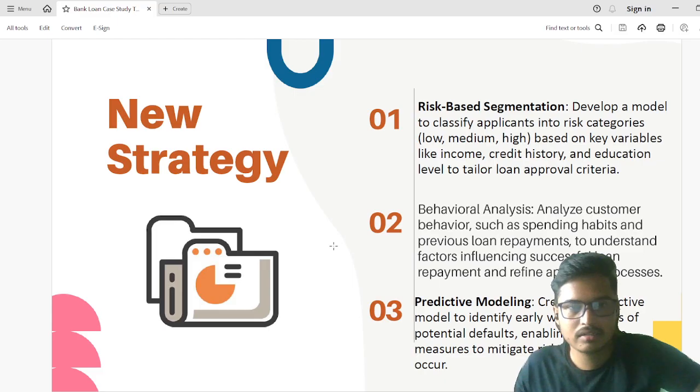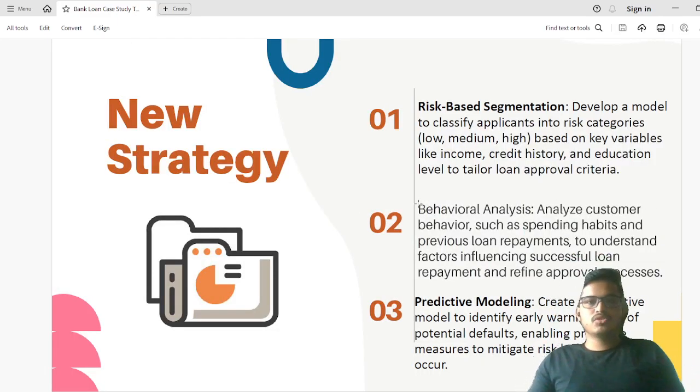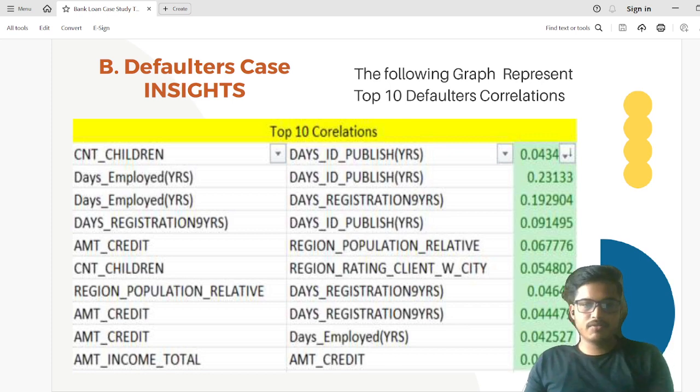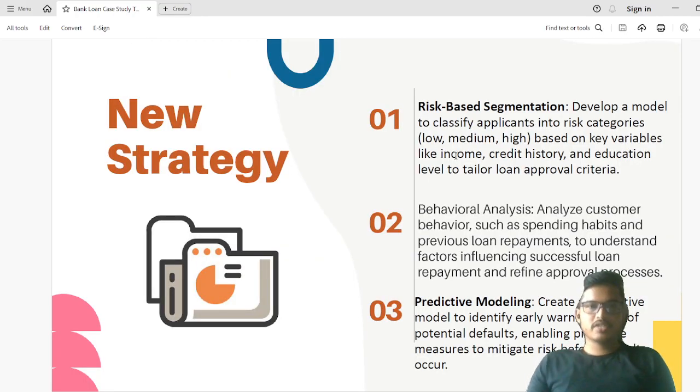Let's come back to our PPT. So we have also identified some factors here. The new strategies we have included are the top three strategies. The risk-based assessment: we have developed a model to classify the applicants into risk categories like low, medium, high, based on key variables like income, credit history, education level to tailor loan approval criteria.